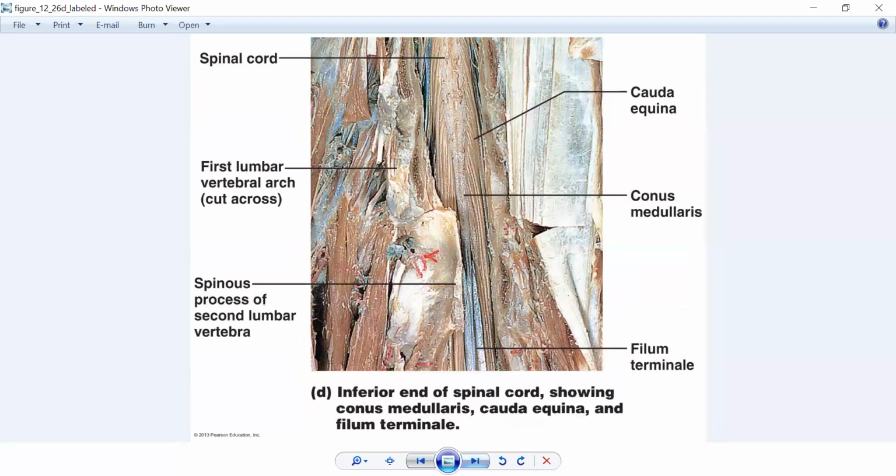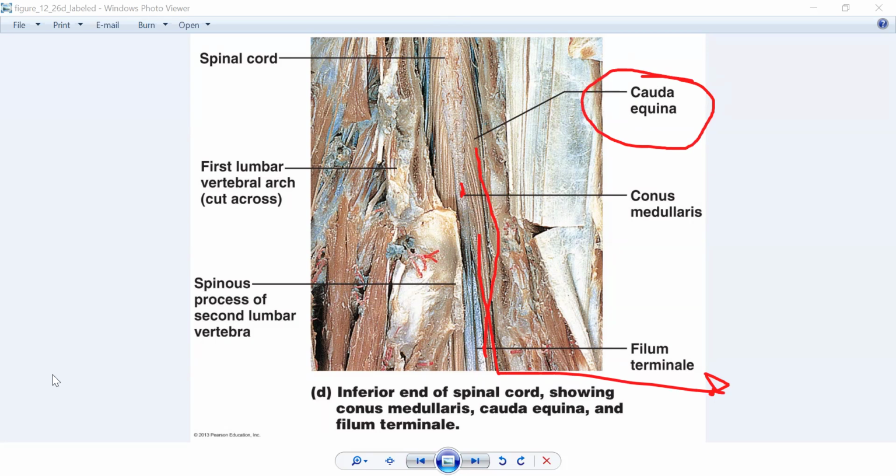And then here you're looking at the end of the spinal cord. Let me get the highlighter out. The end of the spinal cord is the conus medullaris, and then the extensions of the lumbar sacral nerves extend within the vertebrae before they exit. This extension of those nerves is referred to as the cauda equina. Okay, clear the drawings, go to the next one.